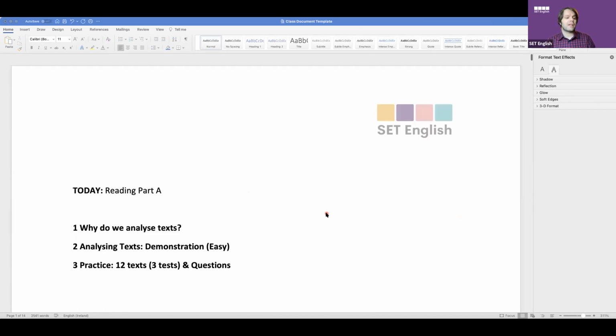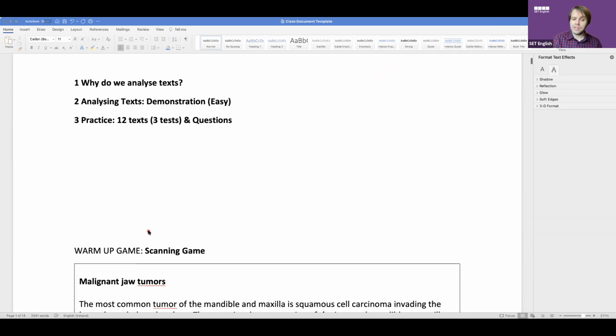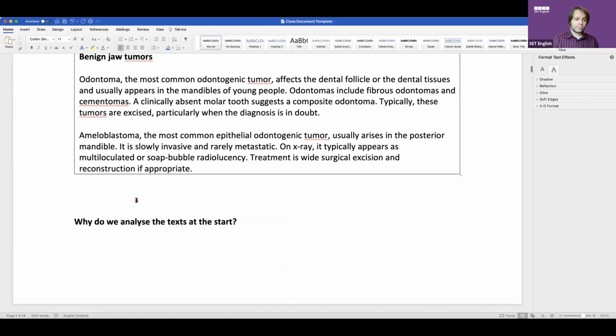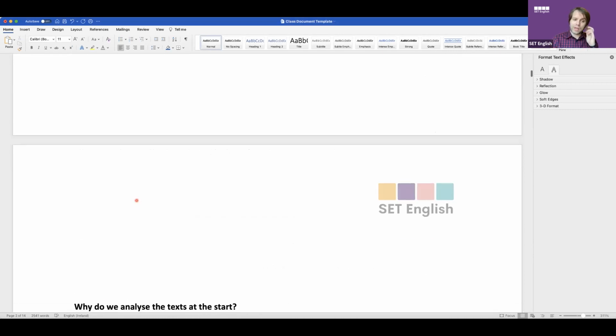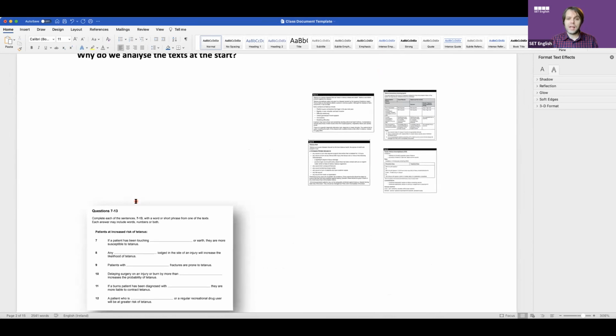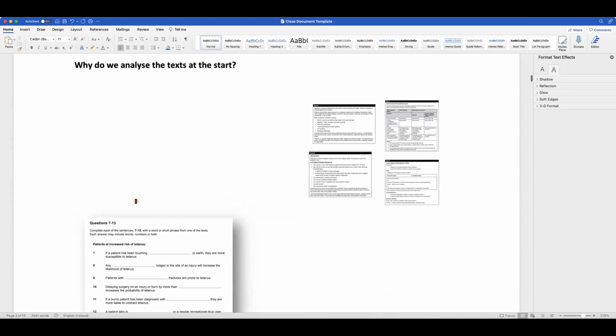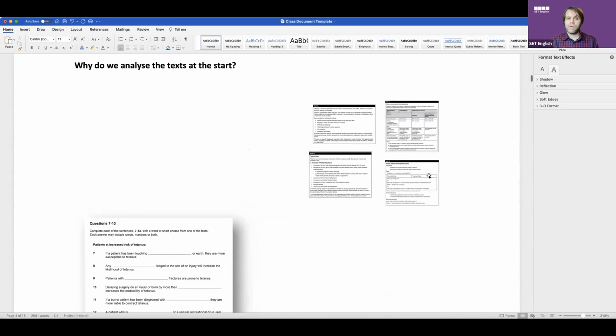Okay, so let's start the class now. We want to start off with, why do we analyze texts? So this is a slightly different thing now. In OET reading part A, it looks like this, doesn't it, guys? This is OET reading part A. How many texts do we have in the exam? 4. There you go. 1, 2, 3, 4.